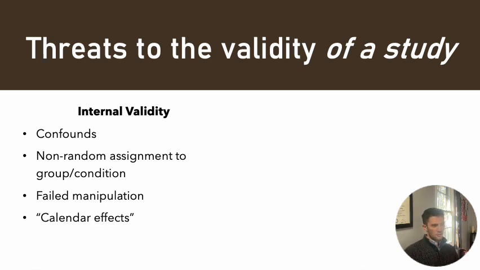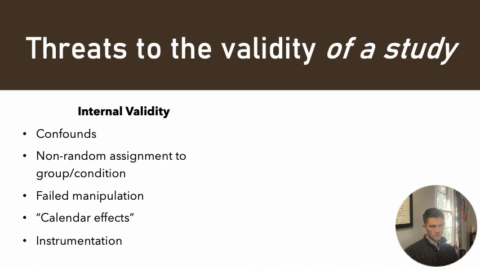Calendar effects are where something just happens, like, hey, a pandemic hits, and that affects the outcomes you were measuring, but it has nothing to do with what was going on in the study. It's just this other thing outside of the study that's intervening on and affecting the things you're measuring.